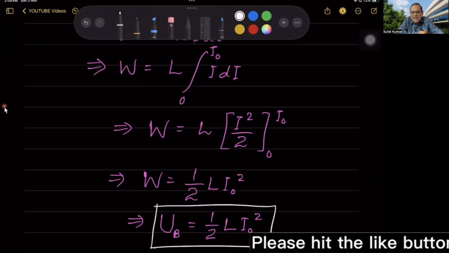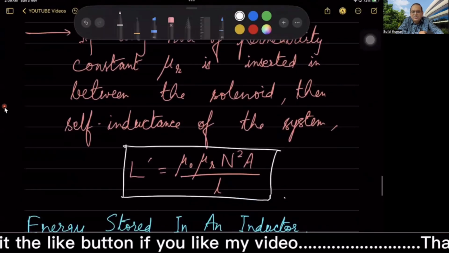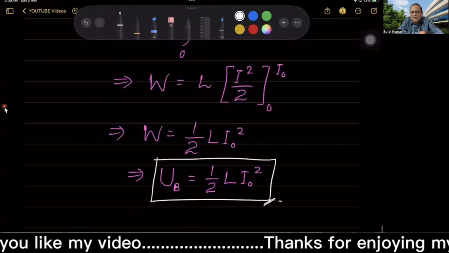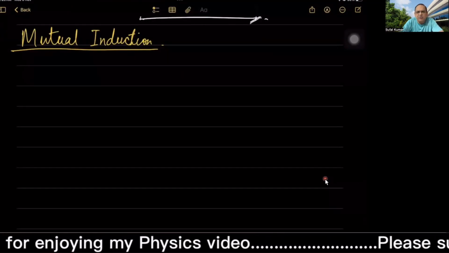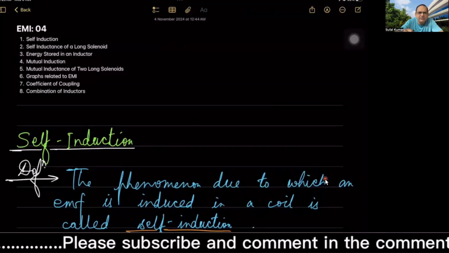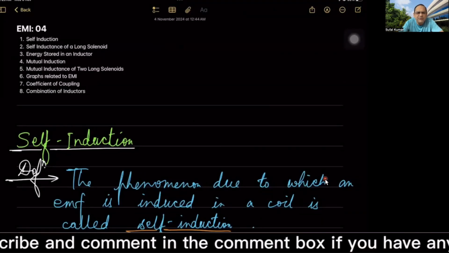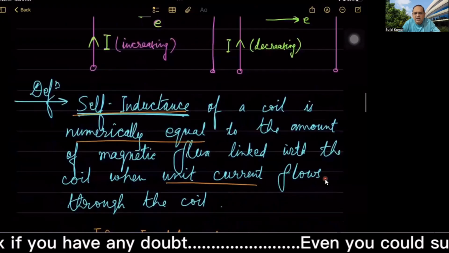And since the value of L depends upon B also, that's why it is in the form of a uniform magnetic field. Here comes mutual induction. This is topic number 4 in this video of EMI 04. That means 3 topics so far we have already covered.